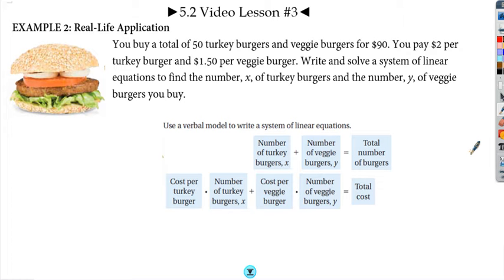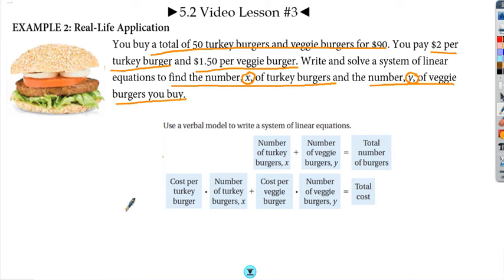So pause the video, underline, and write the equation. Maybe try it on your own and maybe you can go over with me. Otherwise, just read through, underline, and come back to the video. All right, here we go.